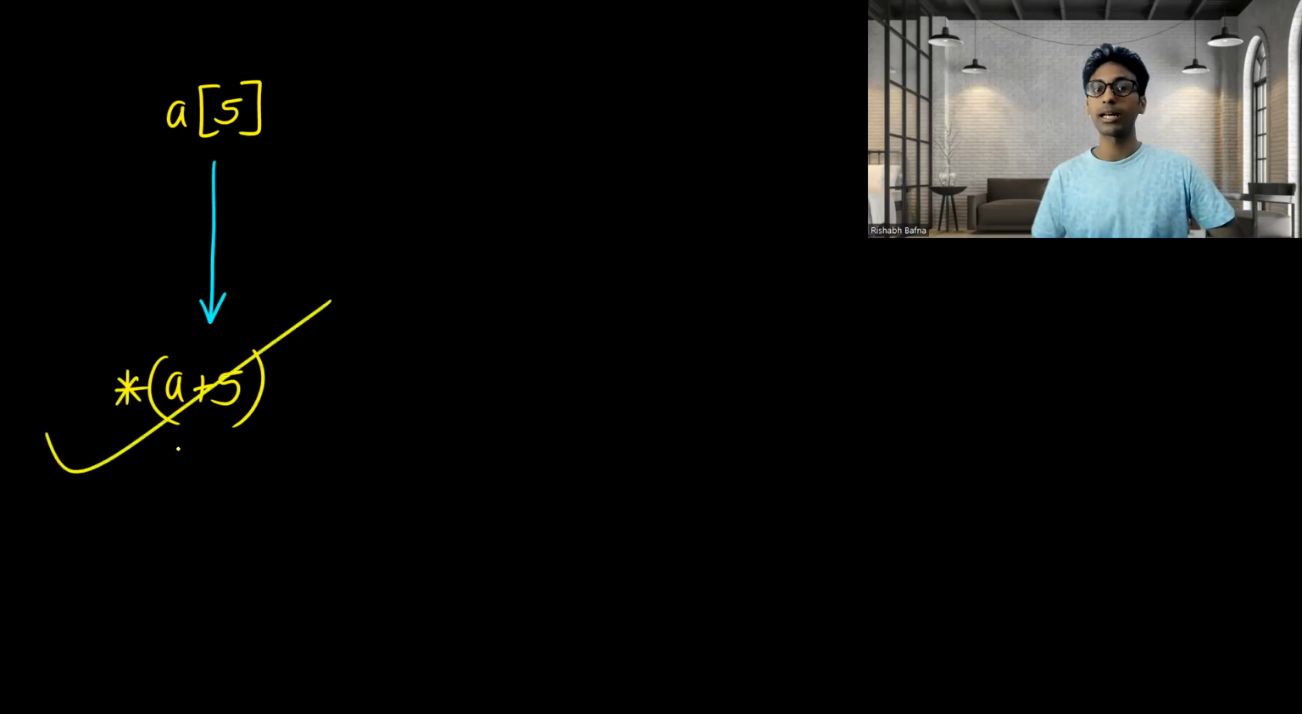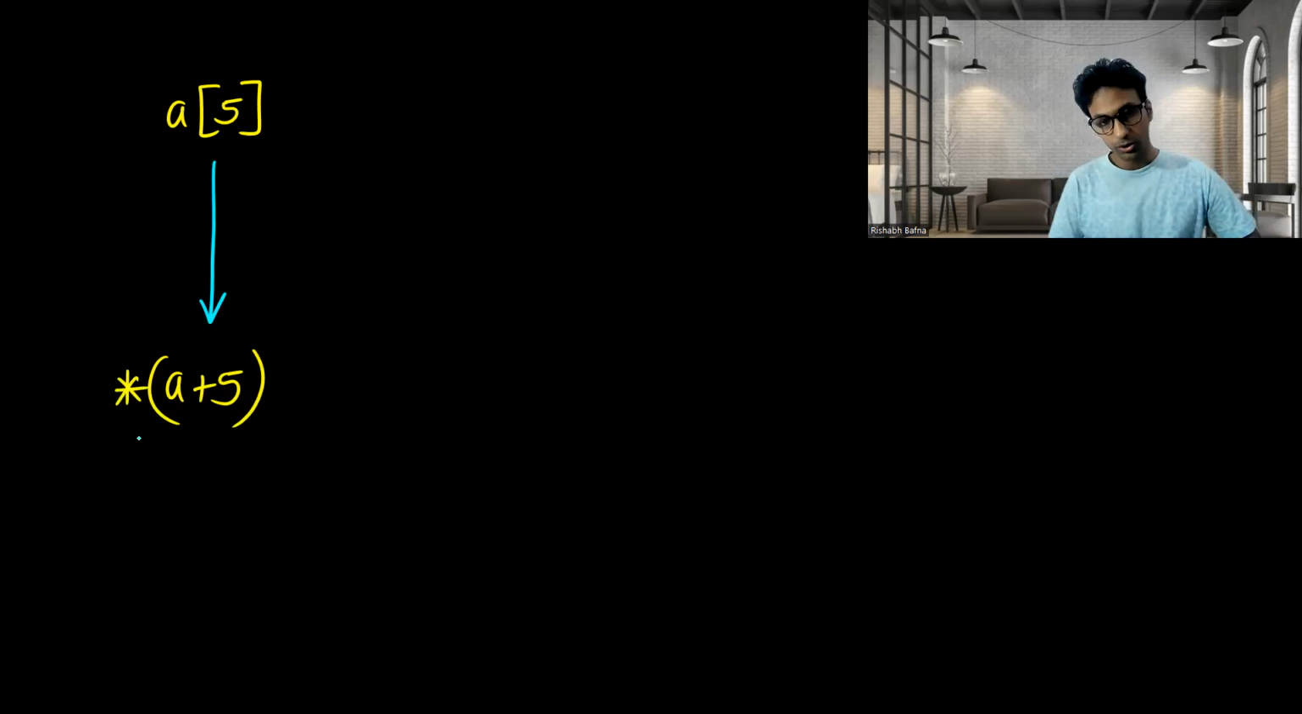If you see this one, internally it will be computed as A. See how I write it. Just watch carefully. A of 5: so A plus 5 and then put a star, star of A plus 5. Let's see if this is correct or not.